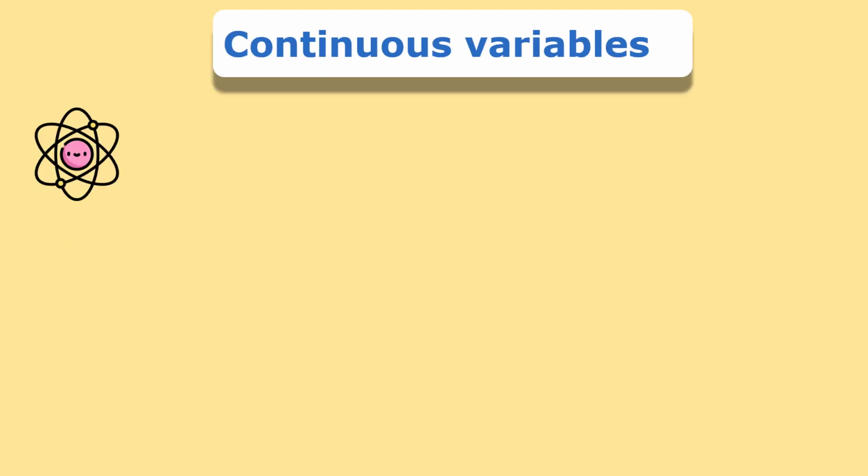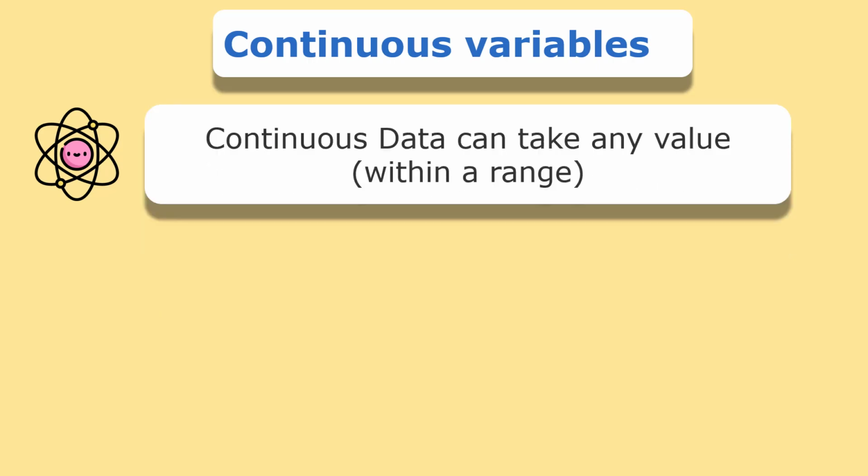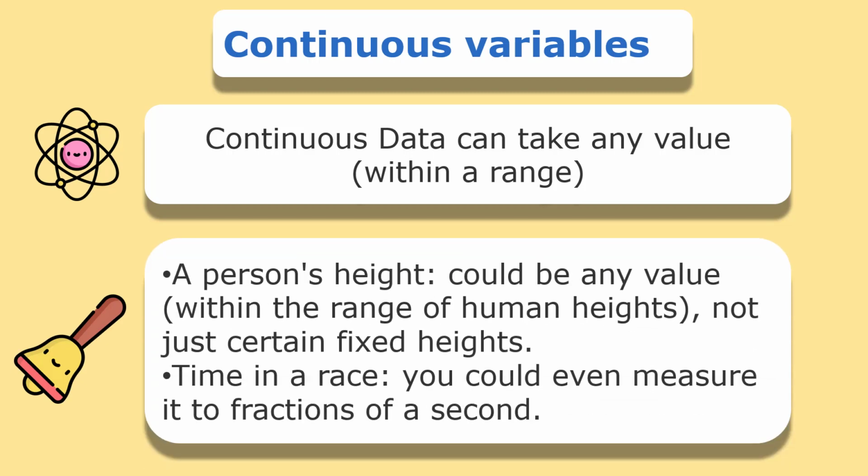Continuous variables. Definition. Continuous data can take any value, but within a range. For example, a person's height. It could be any value within the range of human heights. It can be 1,4 meters or 2 meters, 2,3 meters. It's not a certain fixed height.